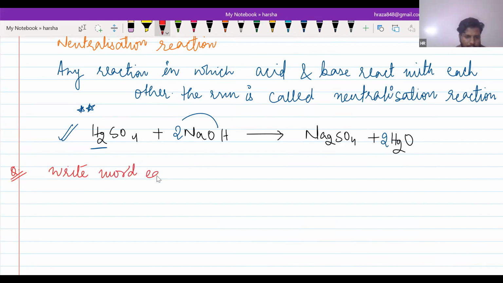Write the word equation. I'm going to give you another question. Amna and Abdullah, please do this question and answer me correctly. And then the balanced equation.